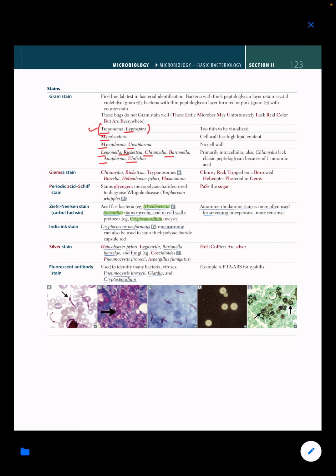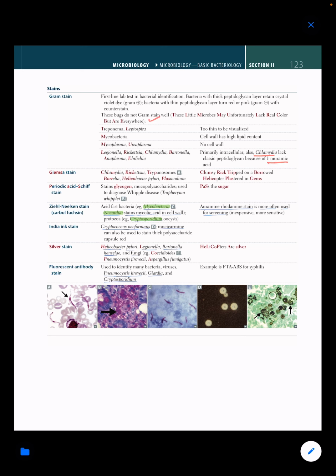This is not visualized because it's too thin to be visualized. Mycobacterium has a high lipid content in its cell wall. Mycoplasma and Ureaplasma have no cell wall. Legionella, Rickettsia, Chlamydia, Bartonella, Anaplasma, Ehrlichia are primarily intracellular. Also, Chlamydia lacks classic peptidoglycan because of decreased muramic acid, so Chlamydia does not stain well.